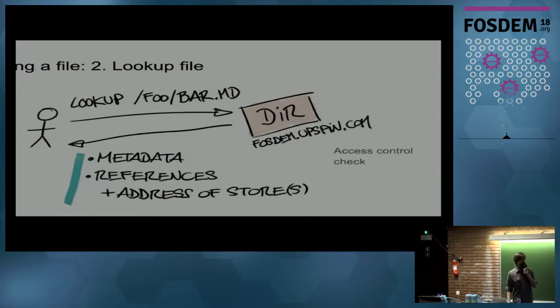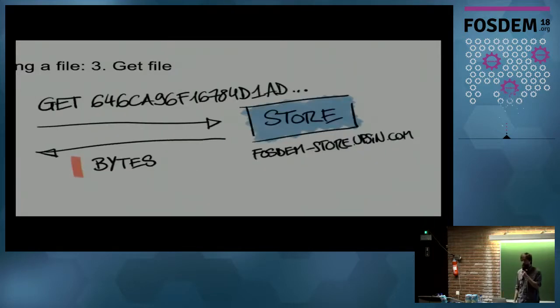That's actually where the first access control is checked. The directory server, at least in the reference implementation, will check that you have rights to ask for the store references. And then you can just get the reference. Most of the time it's just a hash, and then the store will just give you back bytes. Most of the time, these bytes will be encrypted. So you need to have the key, and you'll have the key only if you can access this file.